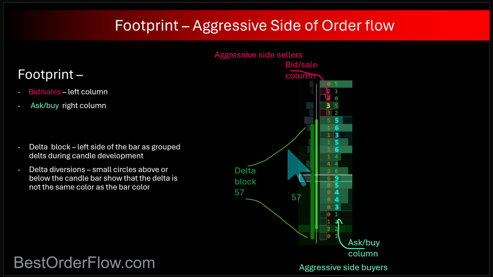Now, over here, what's most important is aggressive side sellers bid and sale column. This is the sale column, right of the candle bar, and on the right of the candle bar we have the buyer's ask. So this is ask, this is bid. On the left side of the bar, there's a volume profile, and there's another delta block on the left side. That's why we have 3 columns. Actually, it's 4, but to tell you the simple version, we have 3 columns of the footprint.